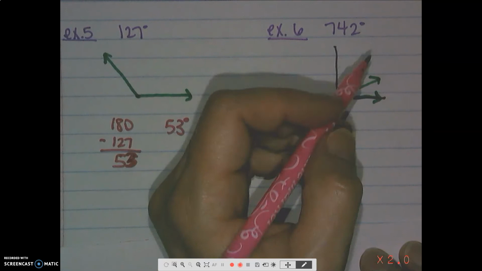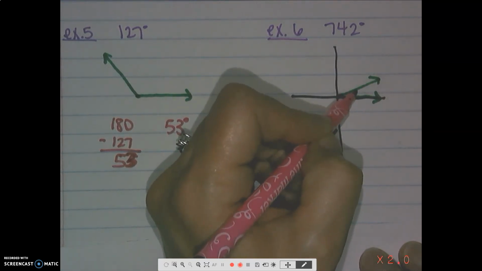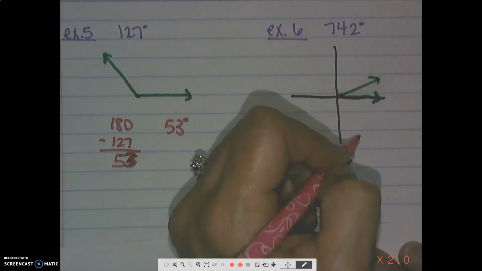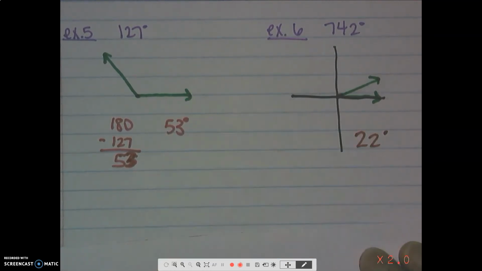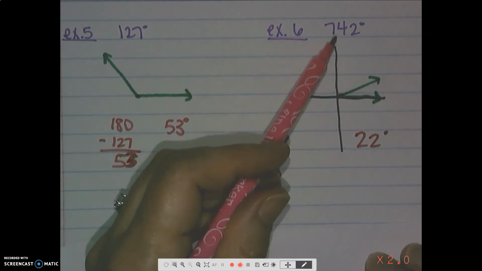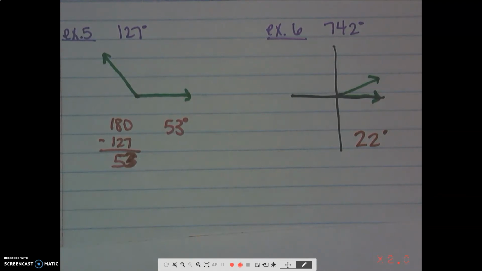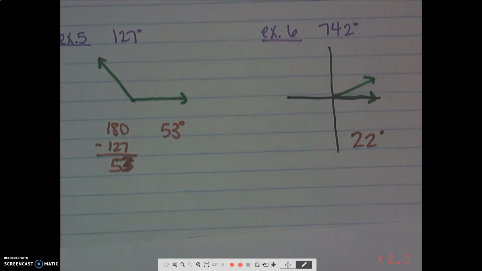So here, how much extra did we have to go? This distance is what we need to come back down. So that was 22 degrees. So you could do the math like we did over here, where in this case you would take 742, subtract 360, and keep going until you find your coterminal angle as well, which was 22 degrees. Okay? All right, now let's take a look at some ones in radians.